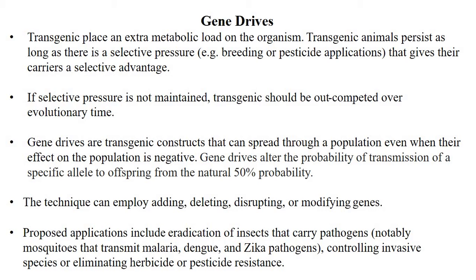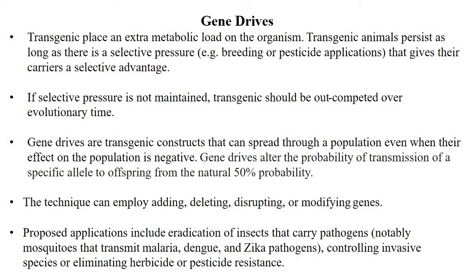Say it's a plant. This plant might be insecticide resistant, but at the same time it might have lower yield, and you don't want a plant with lower yield either. So making it transgenic might improve one part, but the other part will have a negative impact. These transgenic plants can persist in the wild as long as there is a selective pressure, for example a breeding pressure or pesticide application.